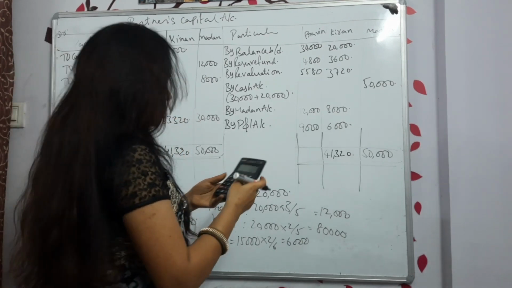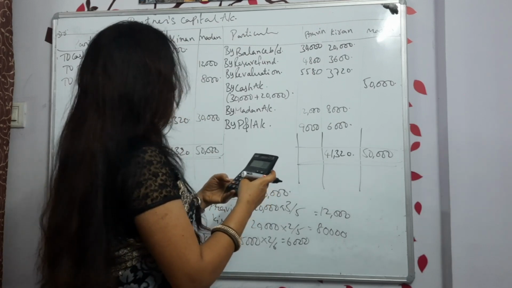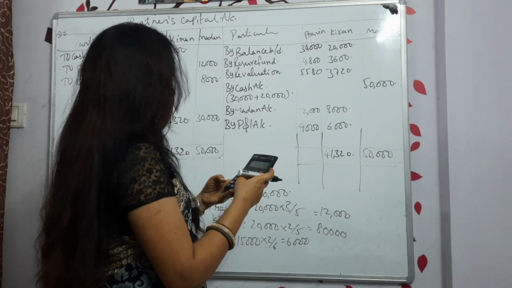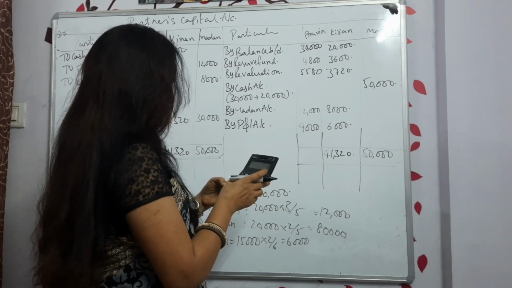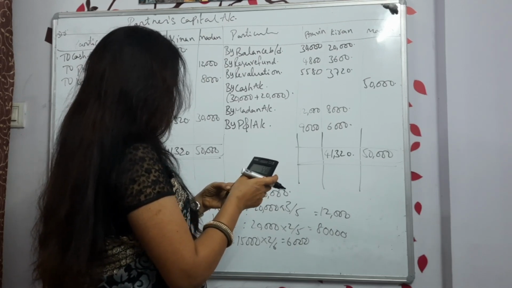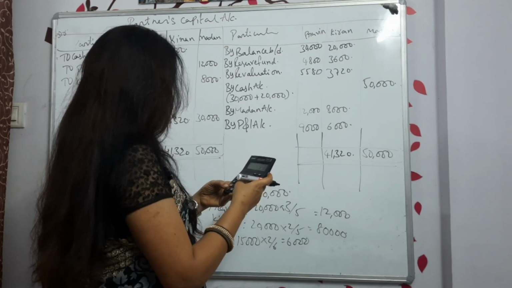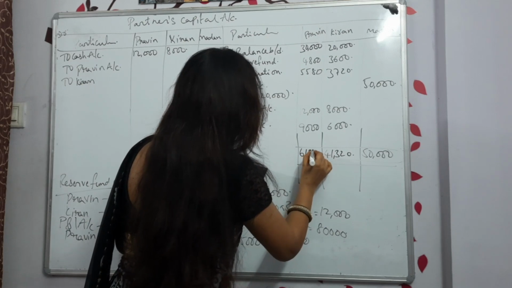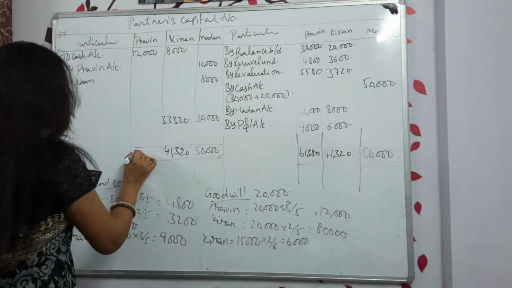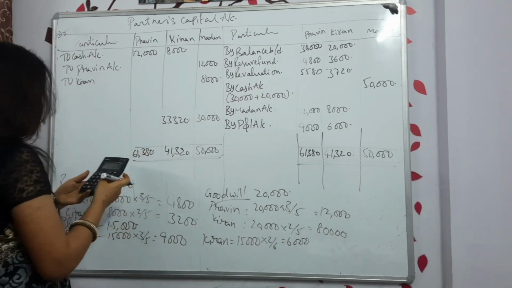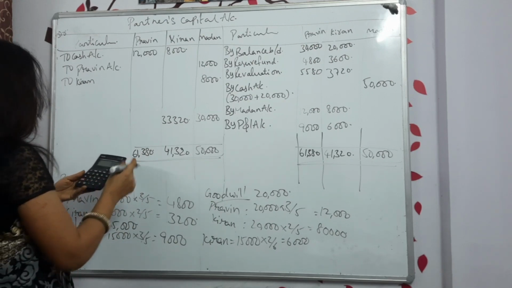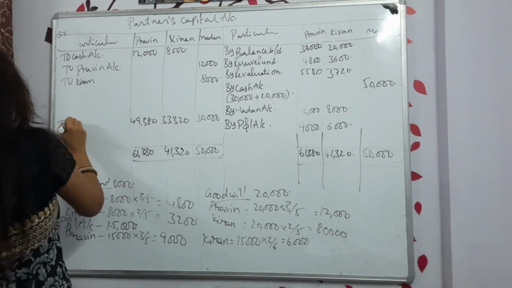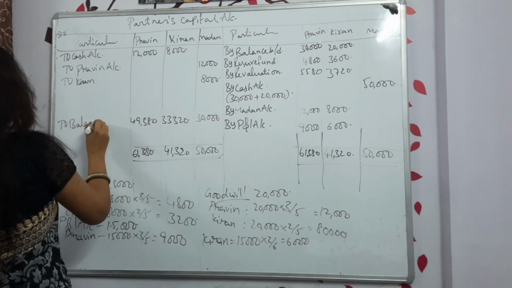33,320. Okay. Now what is the total of Praveen? 30,000 plus 4,800, 5,580, 12,000 plus 9,000. 61,380. 61,380 minus 12,000. 49,380 to balance carried on.